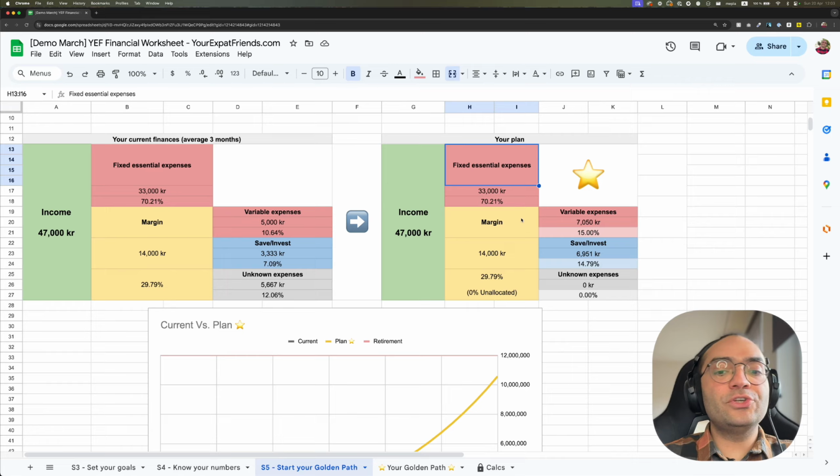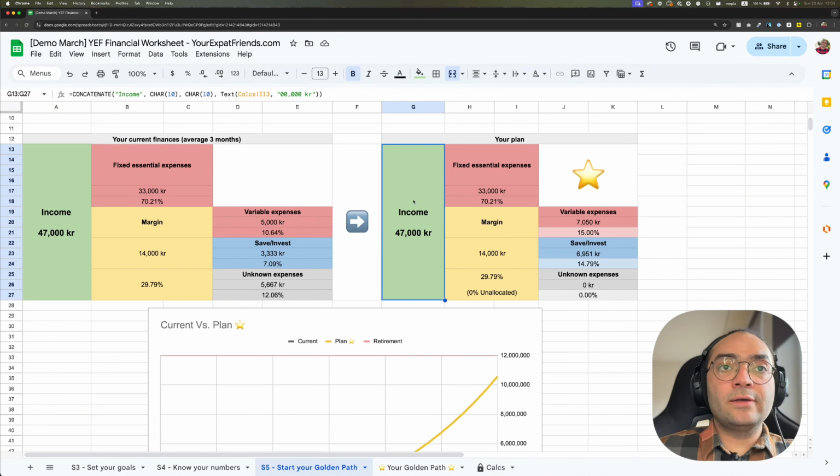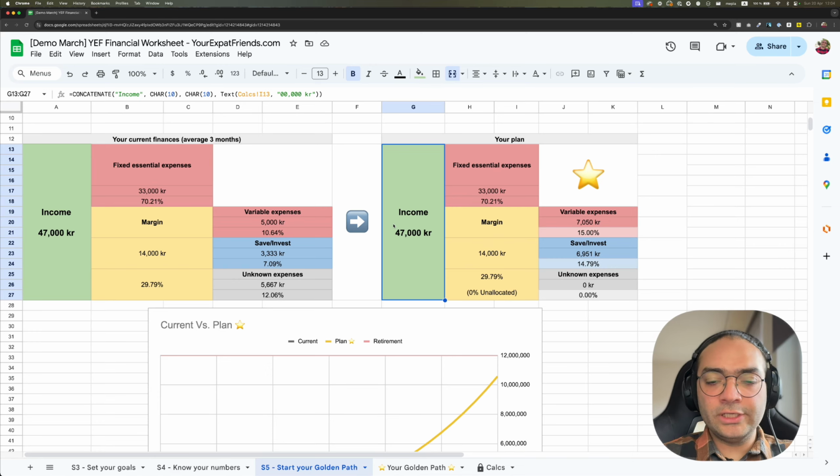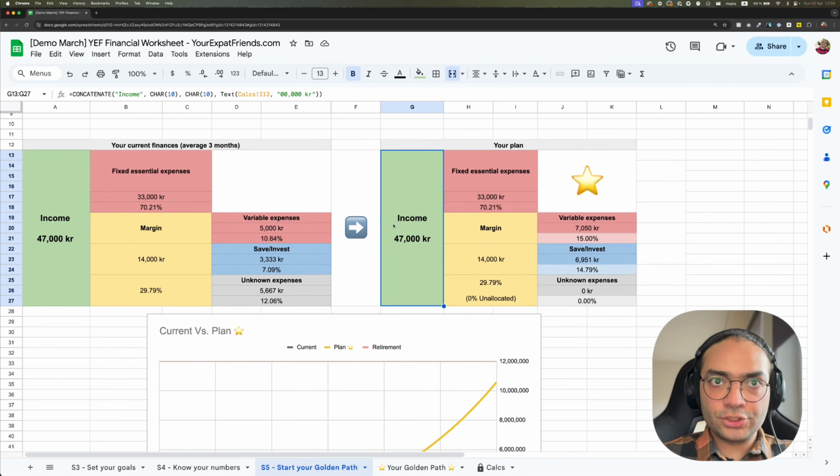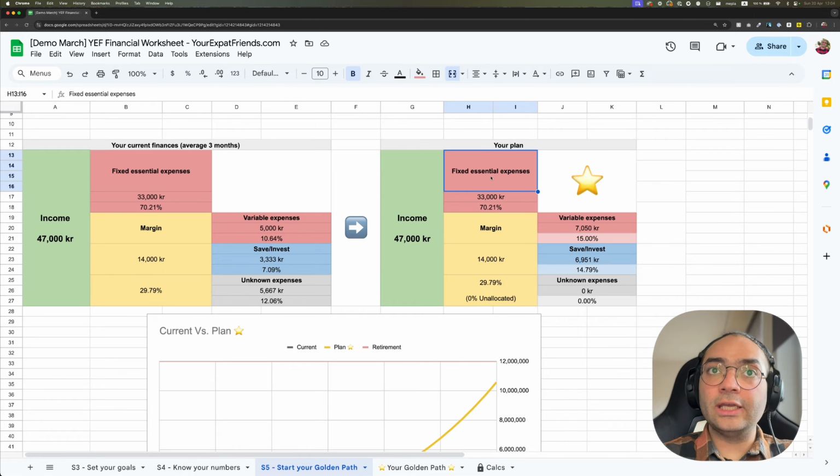Or think about increasing your income. But in this particular scenario, 47,000 kroner of net income is actually really, really high. It's the top 10% of Sweden. So the opportunities of increasing this meaningfully is not that much. So it tells me immediately that, okay, I need to actually decrease my expenses.